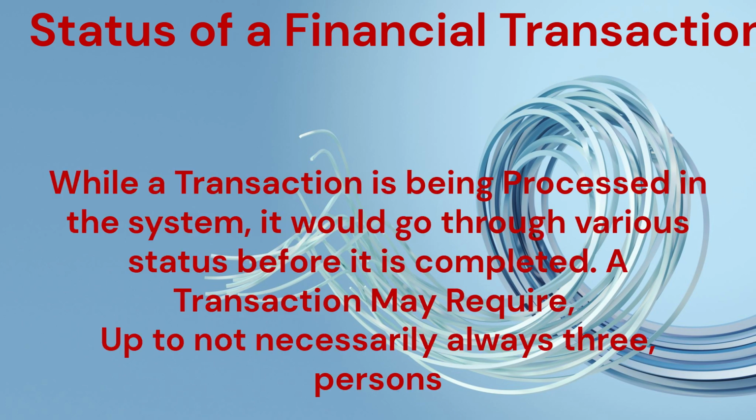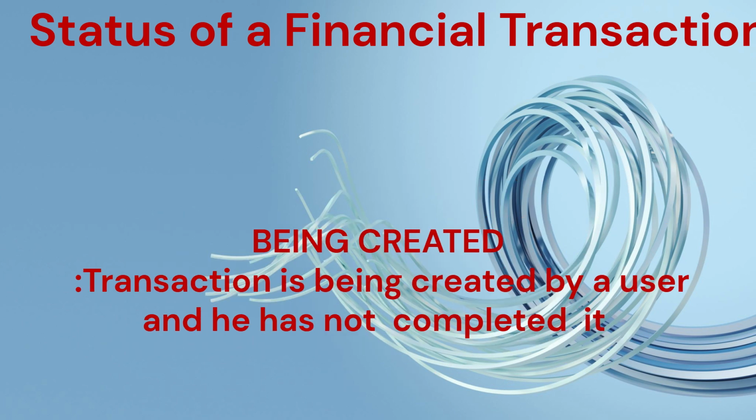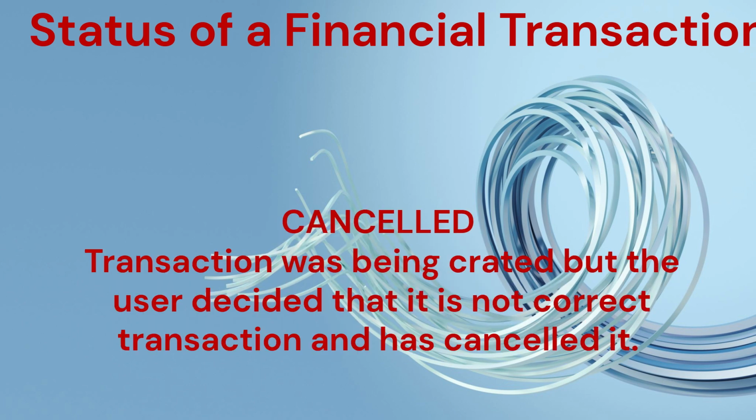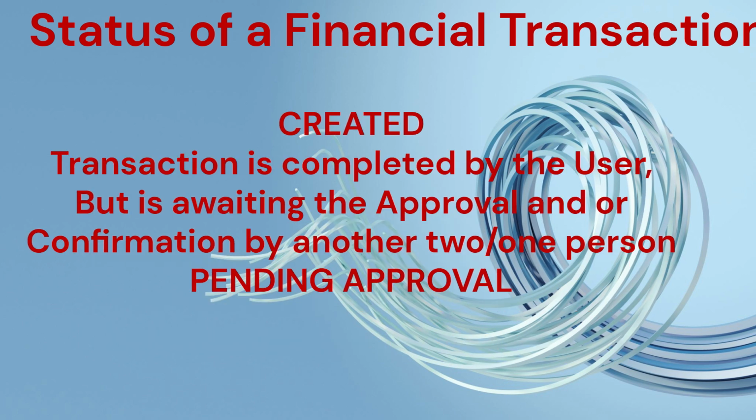While a transaction is being processed in the system, it goes through various stages before it is completed. A transaction may require up to, though not necessarily always, 3 persons. Being created: the transaction is being created by a user and he has not completed it. Cancel: the transaction was being created, but the user decided that it is not correct and has cancelled it. Created: the transaction is completed by the user, but is awaiting approval or confirmation by another 2 or 1 person.